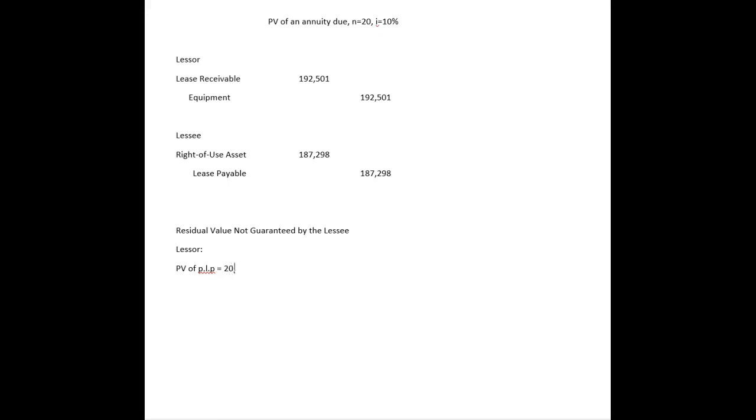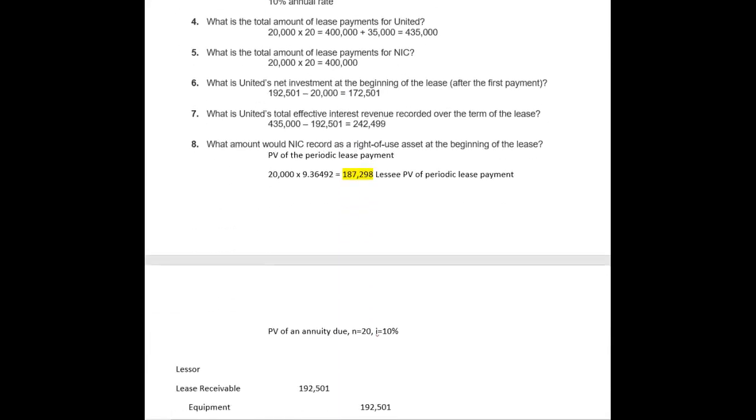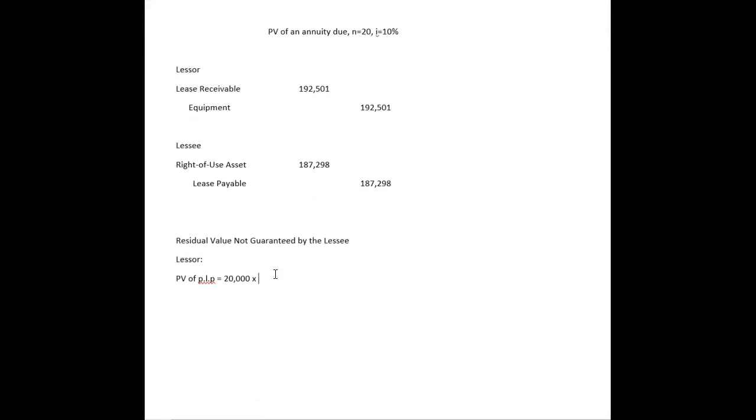Now how would they do that? Well, they would do the 20,000 times the same thing we did wherever it was at, 20,000 times 9.36492. So let's grab this. So they would do this too, and they would get the 187. But remember, they don't have to worry about the 35, so they're going to do the PV of the residual value. So how would they do that? Well, the residual value is 35,000, and we need the PV factor.